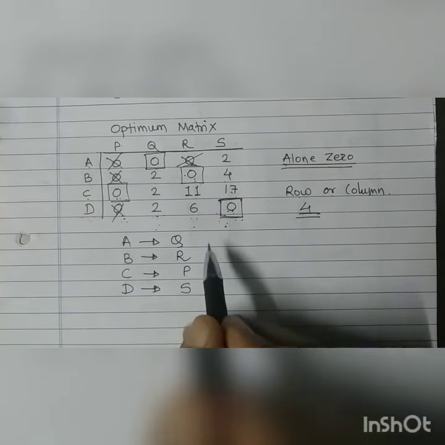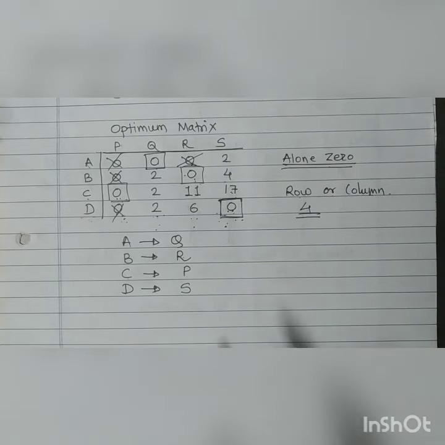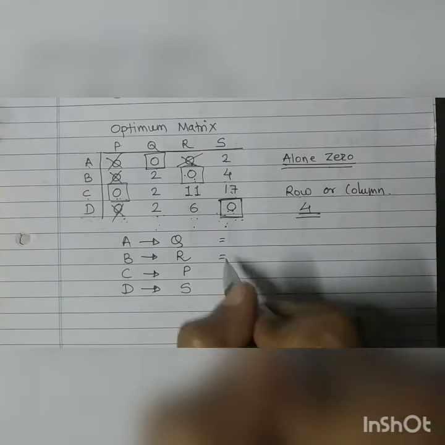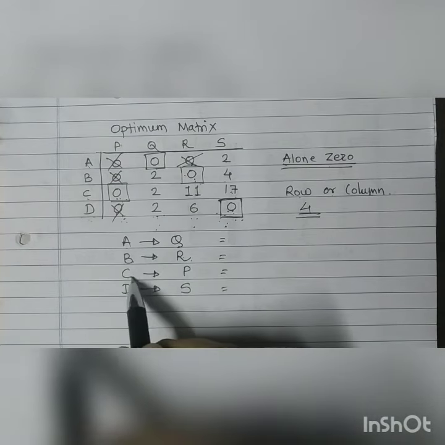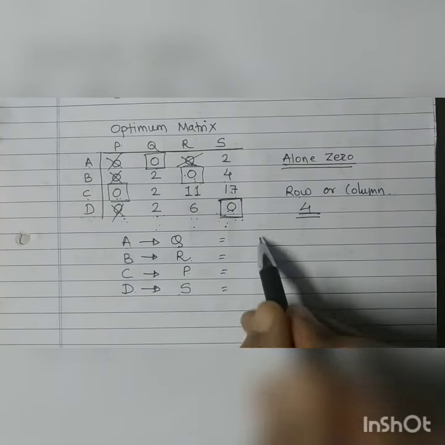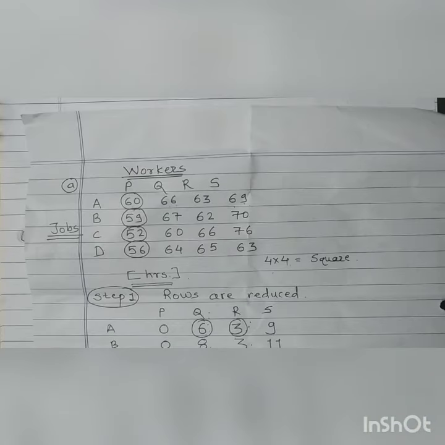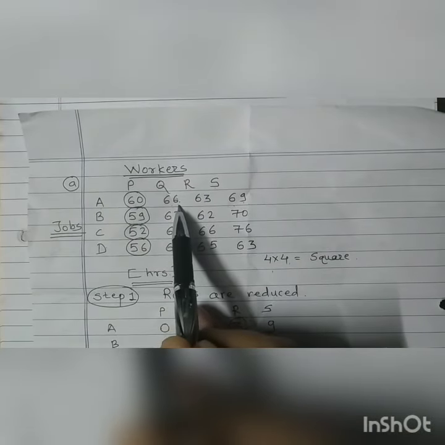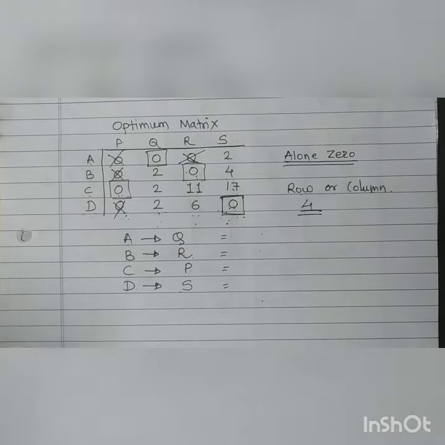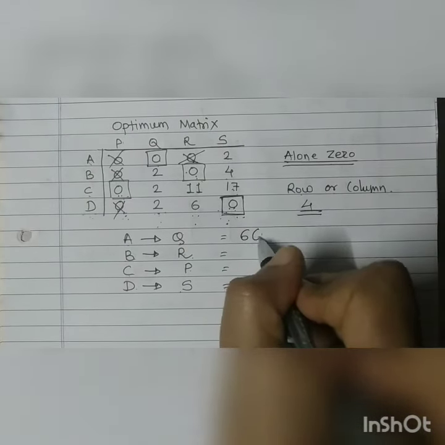Also go back to your original matrix and find out the values. Whatever values are given in the original matrix, in the combination of AQ, BR, CP and DS, write down those values here. So in the original problem, the combination of A and Q was 66. So I will write down AQ as 66.